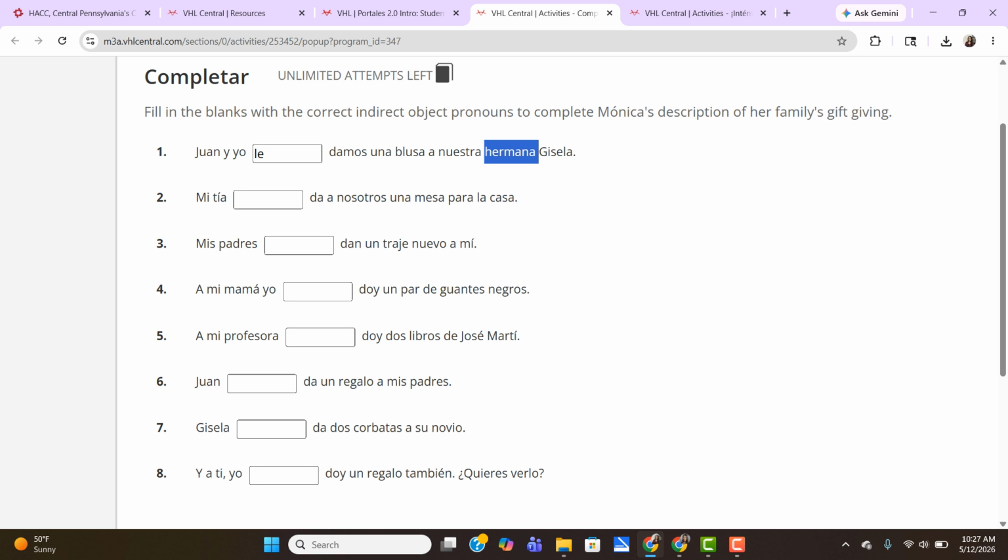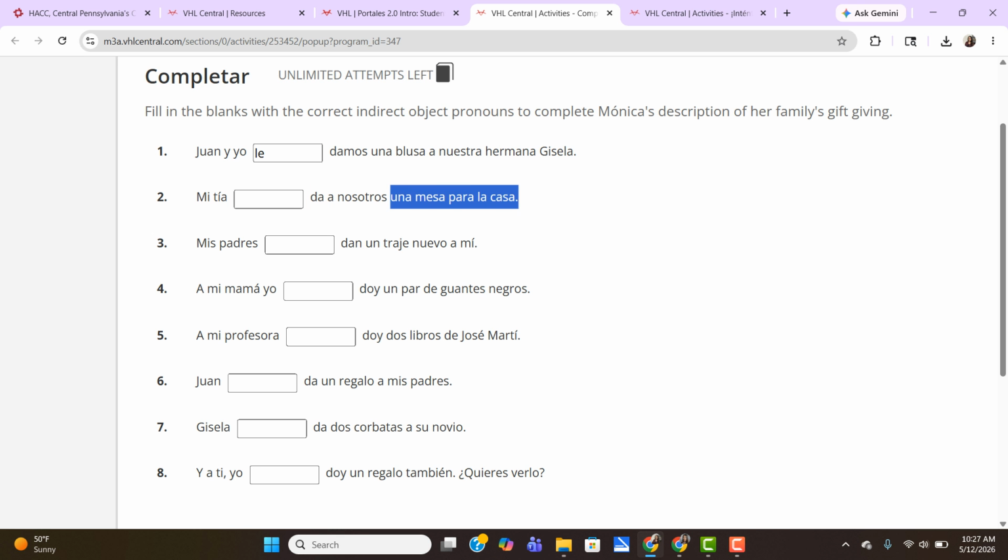I'm going to go over one more like this with you, and then I'll let you pause, and I'll go over the answers. This is the last one we're going to do together. Mi tía is my subject. Mi tía da. What does she give? She gives, not us, no. She gives a table for the house to us. So she gives a table to whom? To us. So therefore it's nos.